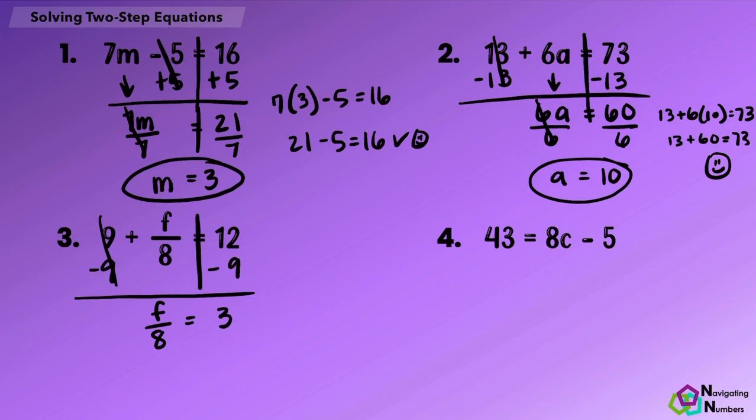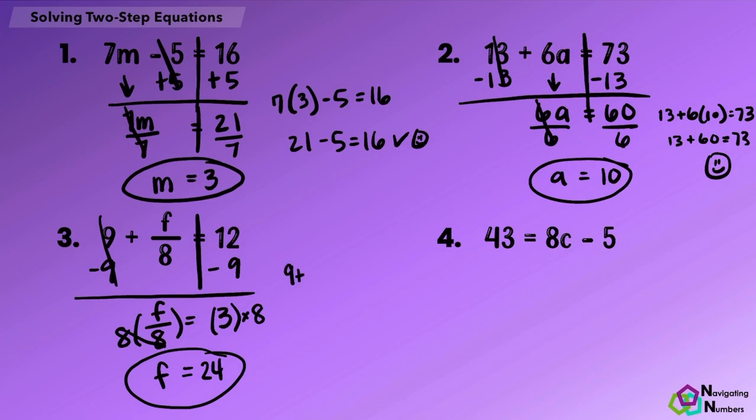The inverse of division is multiplication. So we're going to multiply this times 8. That means we're going to multiply 3 times 8 as well. So we're left with f equals 3 times 8, which is 24. Again, let's go ahead and plug it in to check. We have 9 plus 24 divided by 8 equals 12. 24 divided by 8 is 3. So 9 plus 3 equals 12, which is true. So f indeed equals 24.